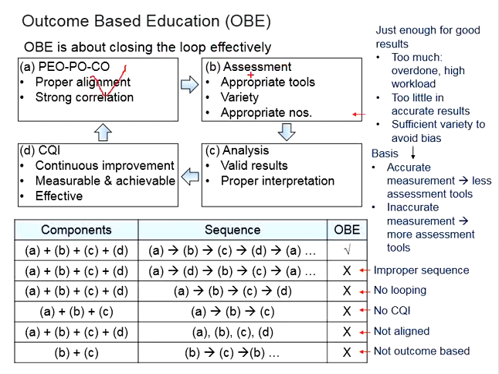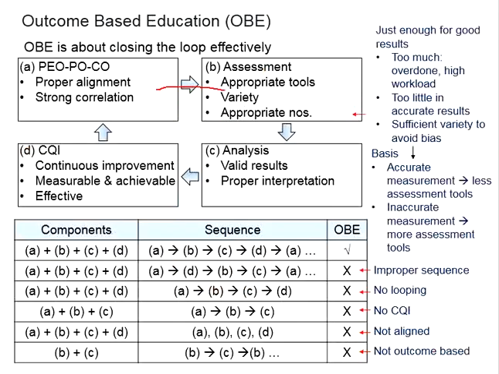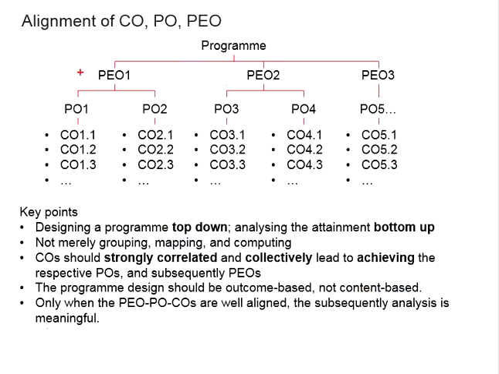You have four elements here, which are supposed to respond in one cycle or in a loop. We are looking at the outcome. There will be program objective, program outcome, and course outcome. You will need proper alignment of the course outcome, program outcome, and program objective. It should theoretically look something like this.